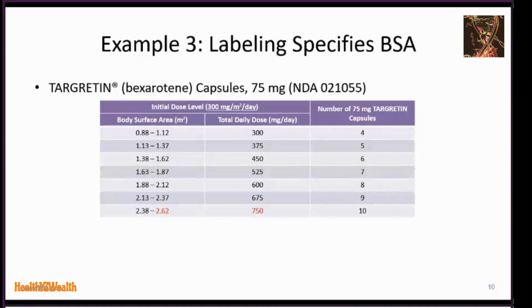The initial dose is 300 milligrams per meter squared per day, which may be lowered if necessitated by toxicity. However, based on this initial total daily dose of 300 milligrams per meter squared per day and the highest body surface area of 2.62 meters squared, the total daily dose is 750 milligrams, or 10 75-milligram capsules.